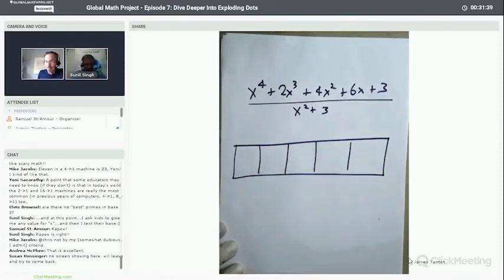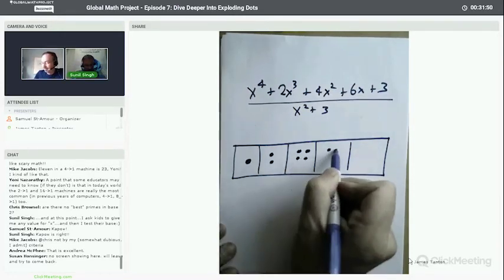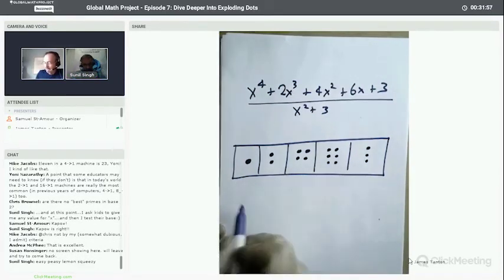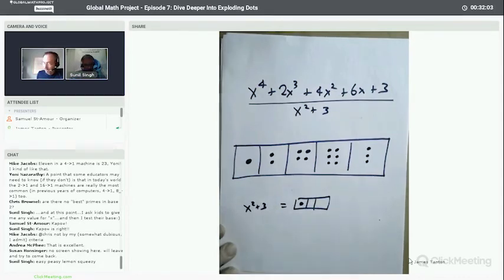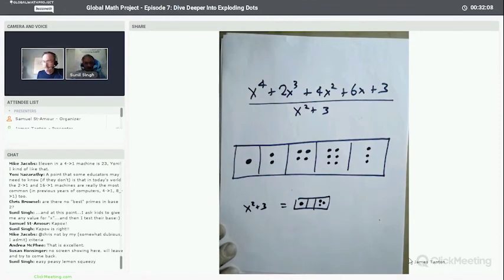It'll probably take us longer to draw the picture than it will to actually solve the problem. Okay, here's some boxes. 1x to the 4th, and 2x cubeds, and 4x squareds, and 6x's, and 3. There it is. That's the numerator. To be divided by x squared plus 3, that would be what? 1x squared, no x's, and 3 1s. So we're looking for 1 blank 3.